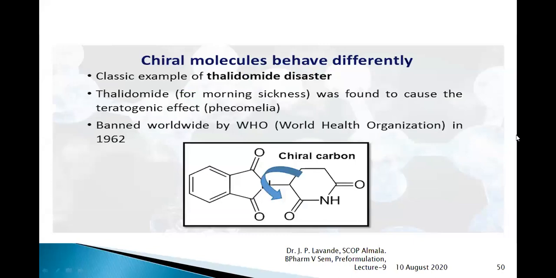Here you can see the classical example of the thalidomide disaster. This is the structure shown on this slide for thalidomide. Thalidomide was found to cause a teratogenic effect, that is phocomelia, the underdevelopment or improper development of the limbs, found in the fetus because of thalidomide. There is an interesting story behind thalidomide.